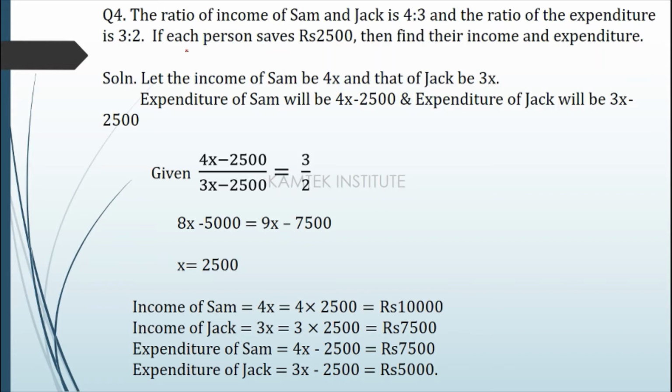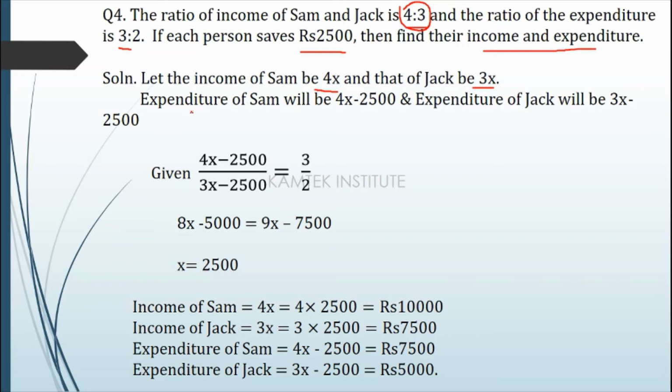It says the ratio of income of Sam and Jack is 4:3 and the ratio of expenditure is 3:2. If each person saves rupees 2500, we need to find the income and expenditure of both Sam and Jack. Okay, so let us assume that income of Sam is 4x and that of Jack is 3x because it is in the ratio of 4:3.